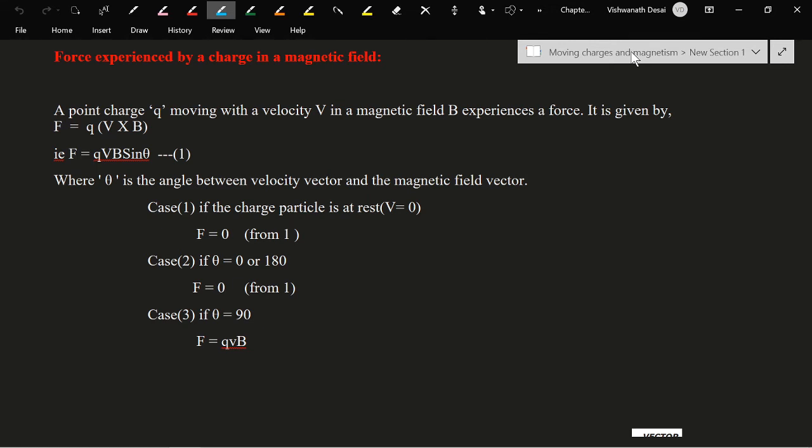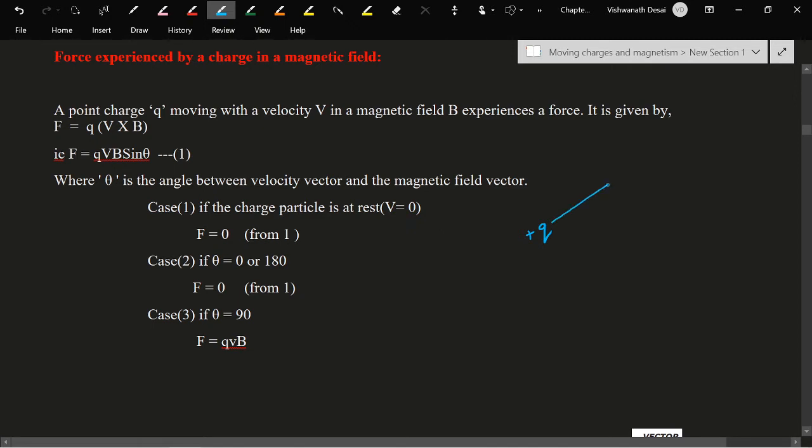Force experienced by a charge in a magnetic field. Now I will consider a charge. There is a plus Q charge, which is just moving here in free space. It continues to move in free space.